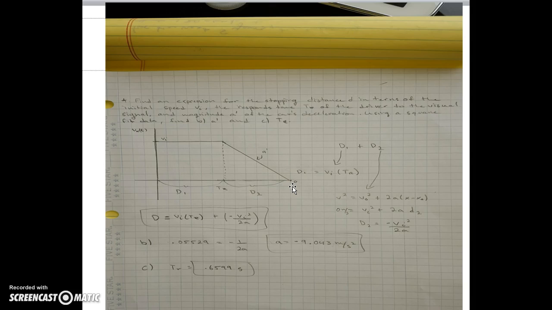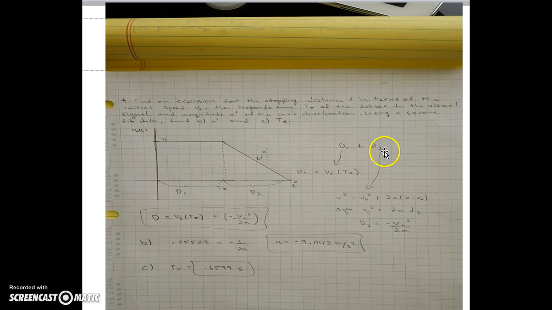So the equation is split into two different distances. The first one is the initial velocity times the reaction time. And in order to find that distance, I just find the area under the curve, which is basically just vi times tr, as you can see right here.